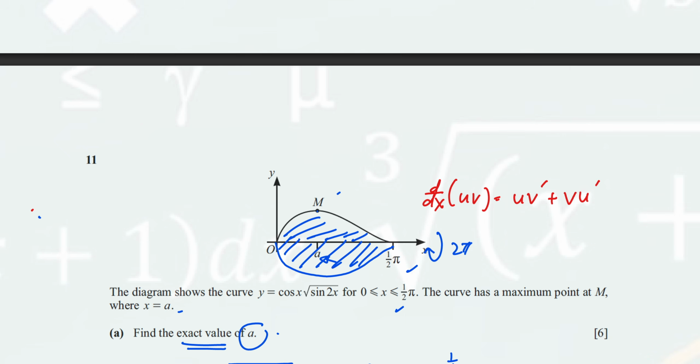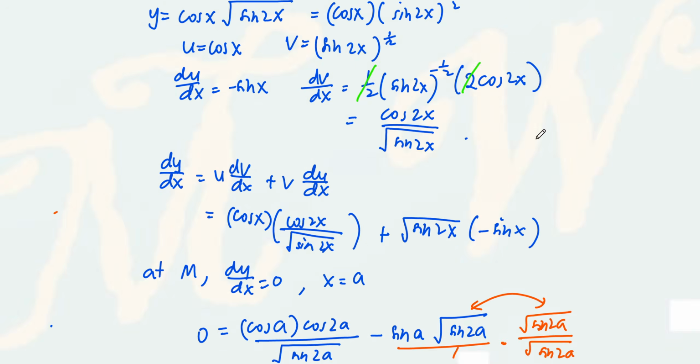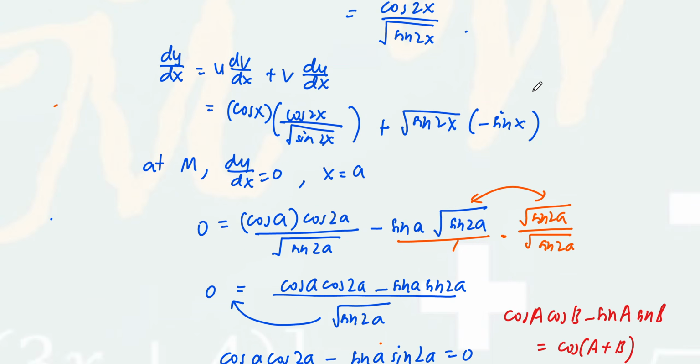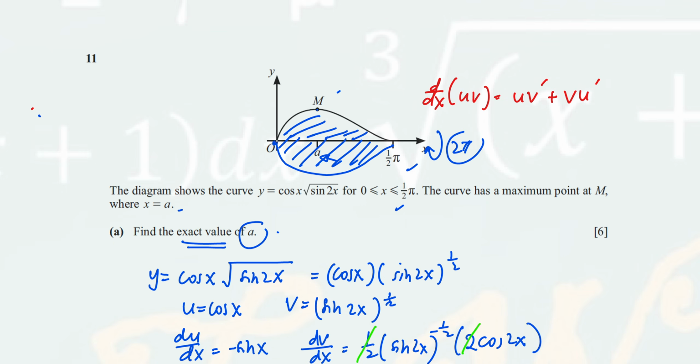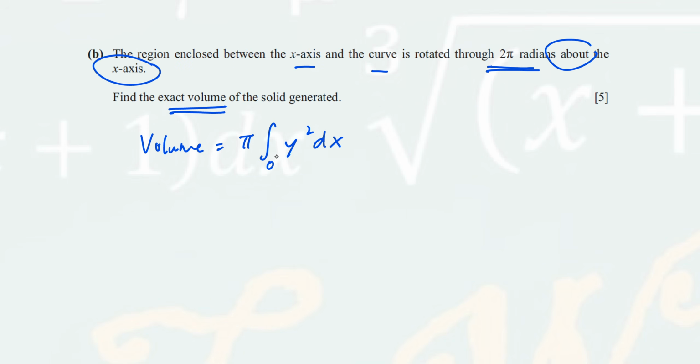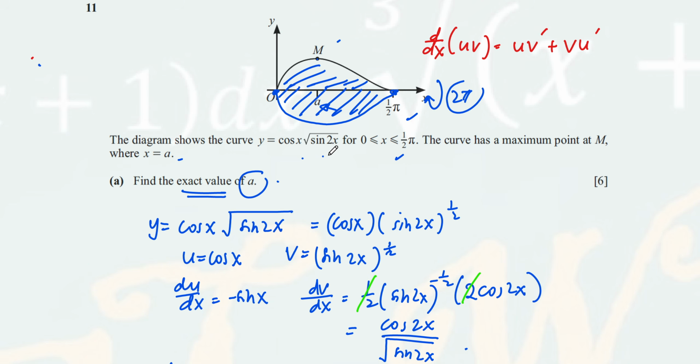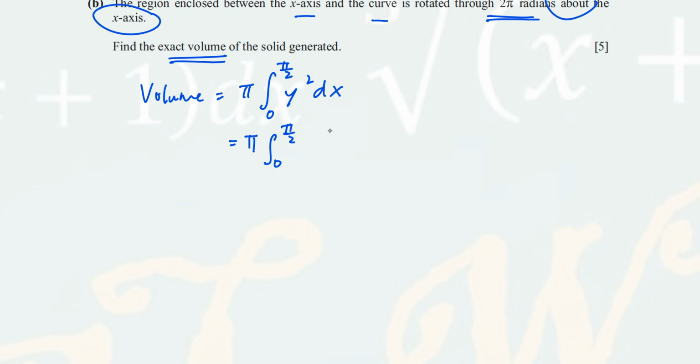Since you are rotating the region about the x-axis, our volume formula is pi integrate y squared dx. And the region is from 0 until half pi. Then here just replace the y first. So the y is cos x square root sine 2x, and you need to square it.